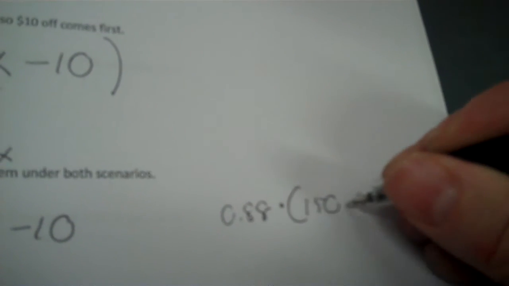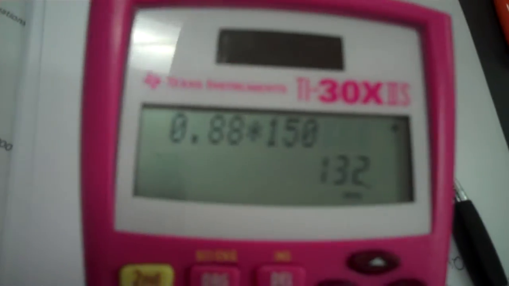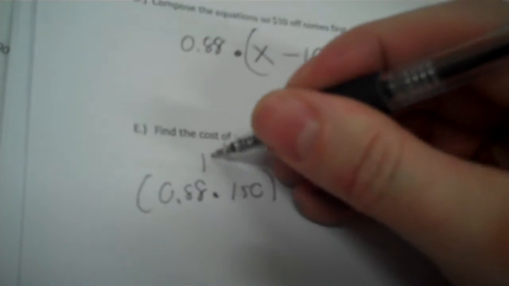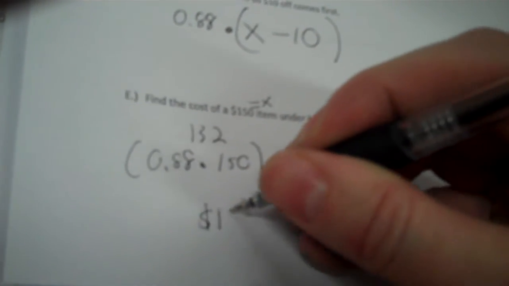Okay, now I take these both, and they tell me that the cost of the item is $150. So I put that in for X in both the compositions. So 0.88 in parentheses times 150 minus 10. Here we have 0.88 times the parentheses, and I put 150 minus 10. So here I apply the percent off first, 0.88 times 150, 132, and then I take minus 10, which is 122. Put dollar signs right there.